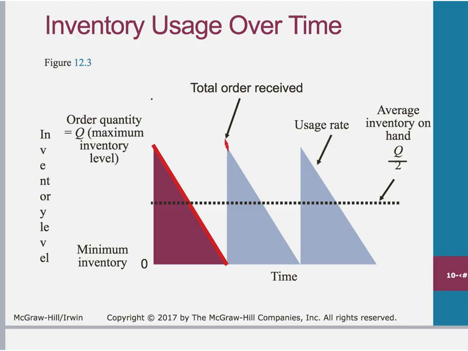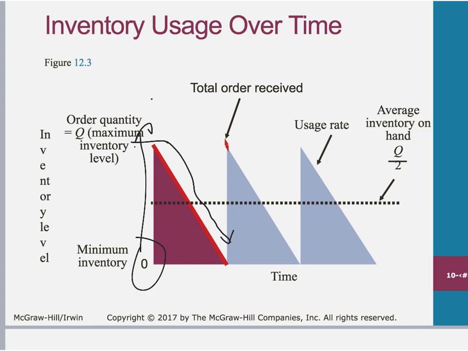Okay, so what this is saying, right, is basically you're at zero inventory. You place an order, you get the receipt in, and that's when you're at your maximum inventory, and then you're going to deplete it all the way down.